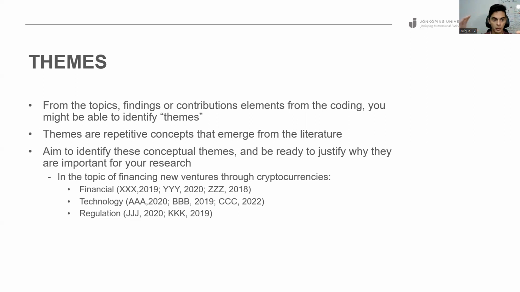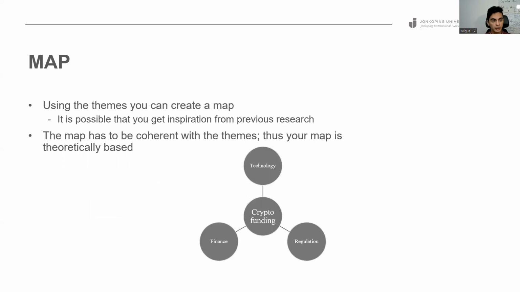You start with cryptocurrency, the big topic, cryptocurrencies in new ventures. And then you mentioned that from the literature, there are these themes that are important: financial, technology, regulation. So after that, then this is a suggestion that I think is very useful. The last step is that you can do your own map. It goes back also to what we talk about the problematization, but you can prepare or you can create a map that is based on the theory, on the literature, and it has the themes that you identified.